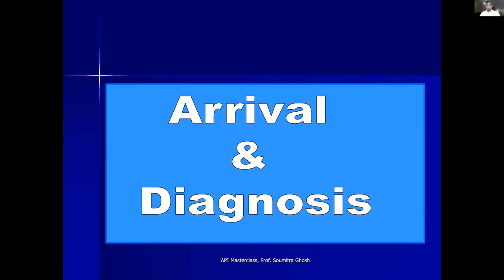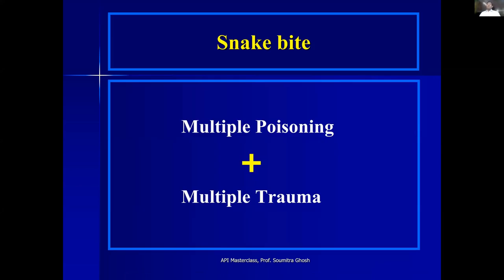So when the victim comes to the hospital, what is the responsibility of the doctors who are treating? On arrival and diagnosis, responsibility. Our time begins from here. This is very important, because a snake bite is almost equal to a multiple poisoning. It can cause neurotoxicity, hemotoxicity, renal failure. Any single poison, like organophosphorus and other things, actually affects a single system, the neuromuscular junctions and so on. But here, multiple organs are affected. They can cause rhabdomyolysis, pituitary failure, adrenal failure, renal failure, and hemolysis. So many things, and they can cause multiple trauma, because in a road traffic accident, what happens?